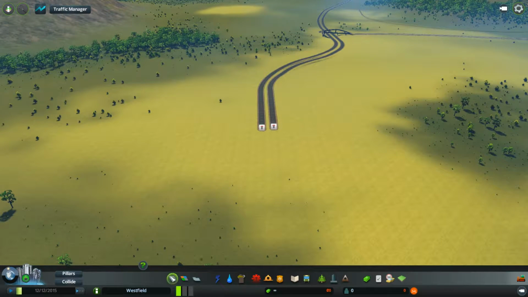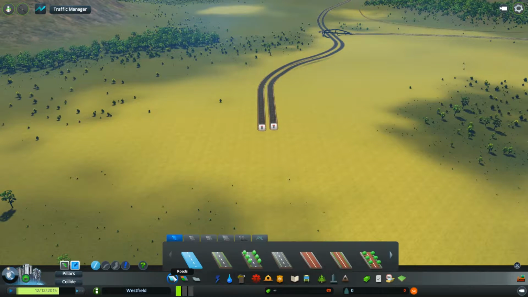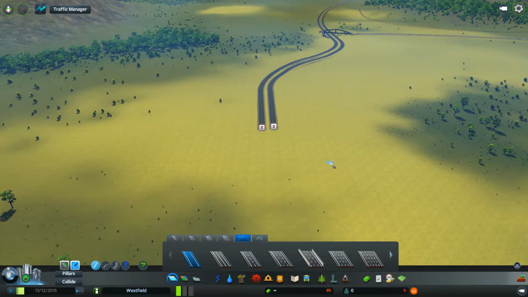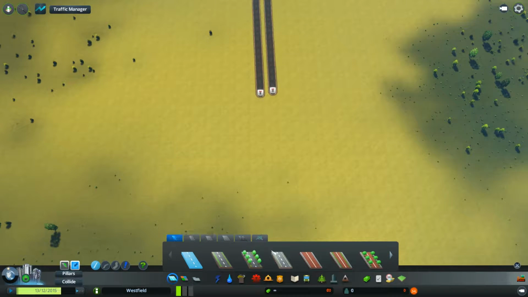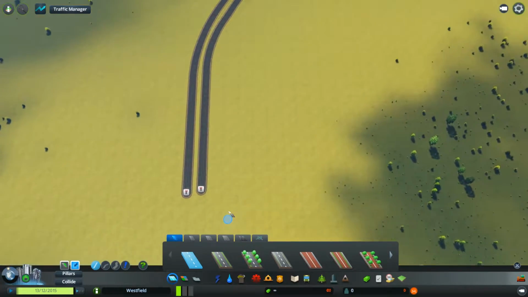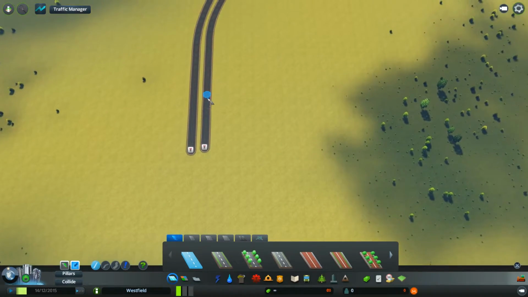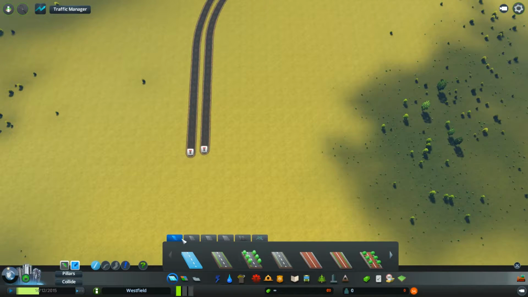Hi guys, Nominate here, and just playing some Cities Skylines, and I thought I'd share a little tip with you that kind of worked out on my own. I'm sure some other people have worked it out too, and that is how to draw a perfect curve with a highway. The challenge here is getting two of them to follow the exact same curve.